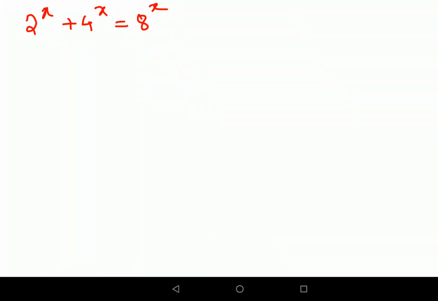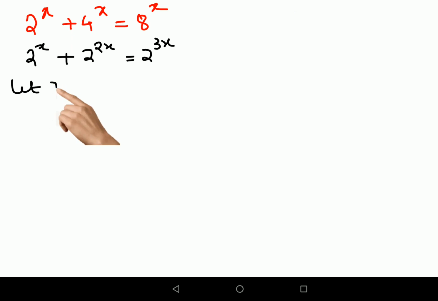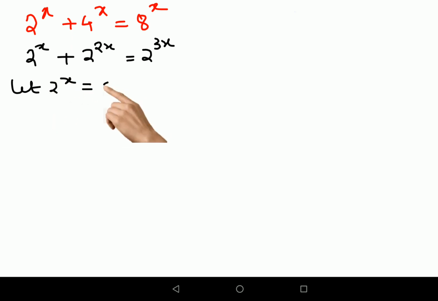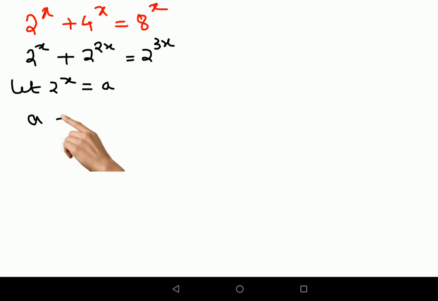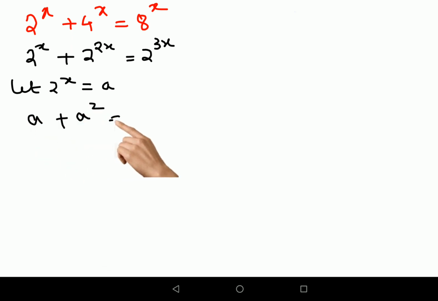We have 2 raised to x plus 4 raised to x is equal to 8 raised to x. So what we can do is try to do something which is very obvious. We can write this as nothing but 2 raised to 2x. This can be written as 2 raised to 3x. Then we'll say let 2 raised to x equal a. Okay. So what happens over here is you get a plus a square equals a cube.